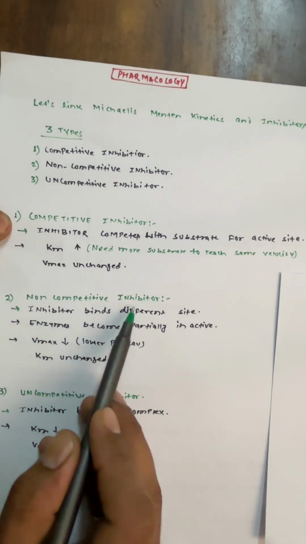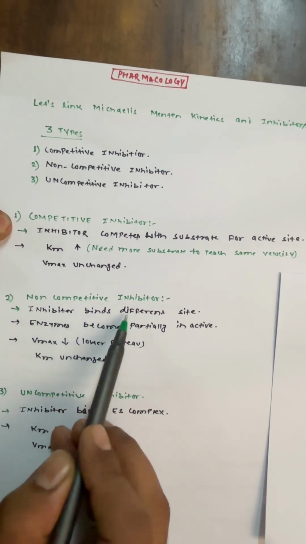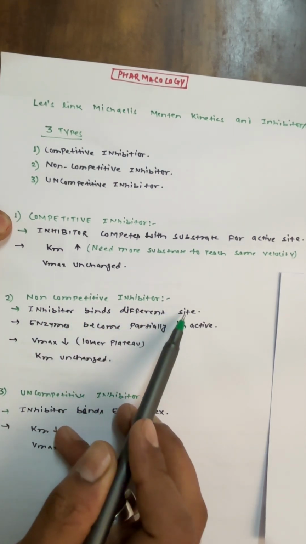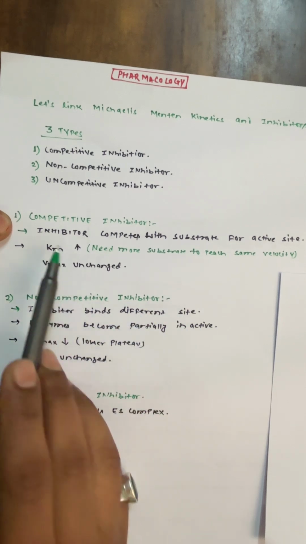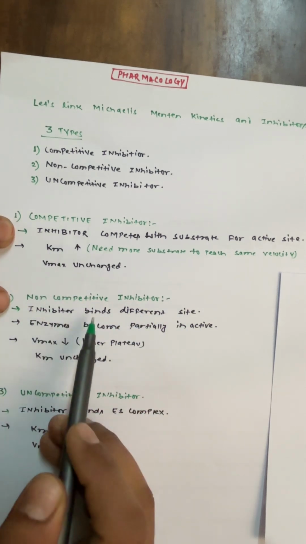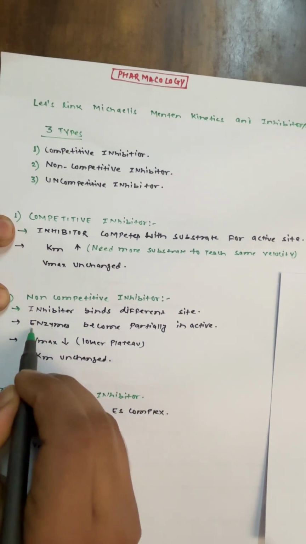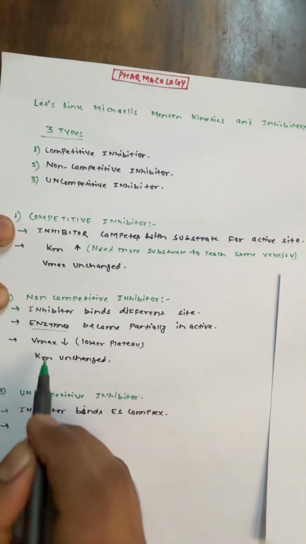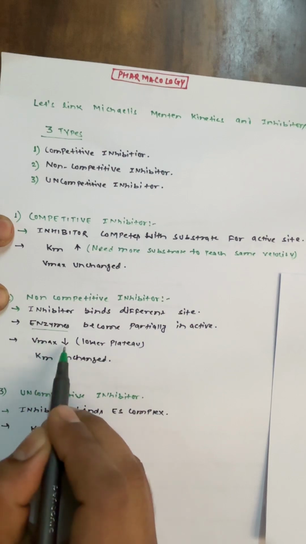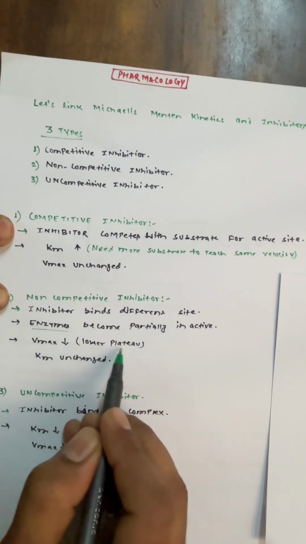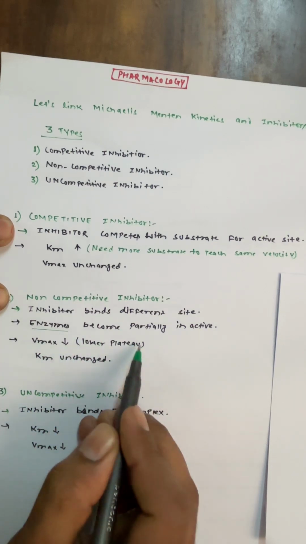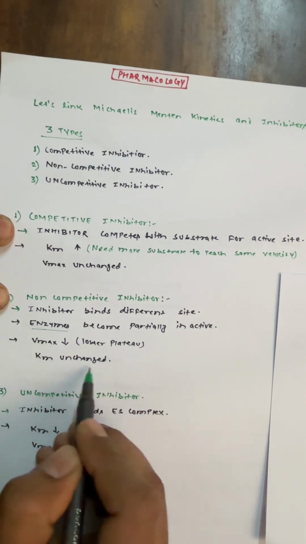Now we'll talk about non-competitive inhibitors. These inhibitors bind on a different site on the enzyme. They will not compete with the substrate, so the enzyme becomes partially inactive. In these conditions the Vmax will decrease. The plateau of the graph will be lower and the Km remains unchanged.